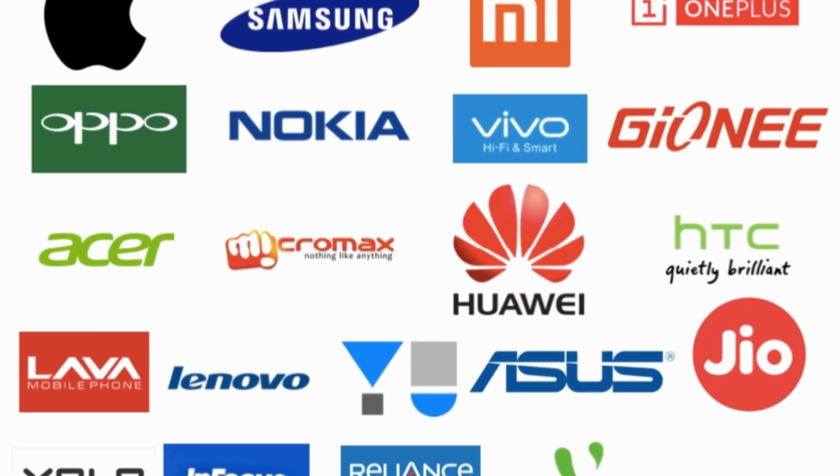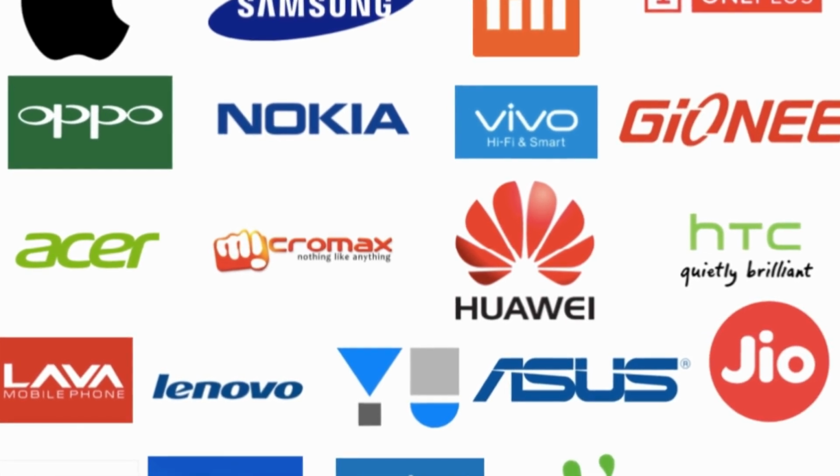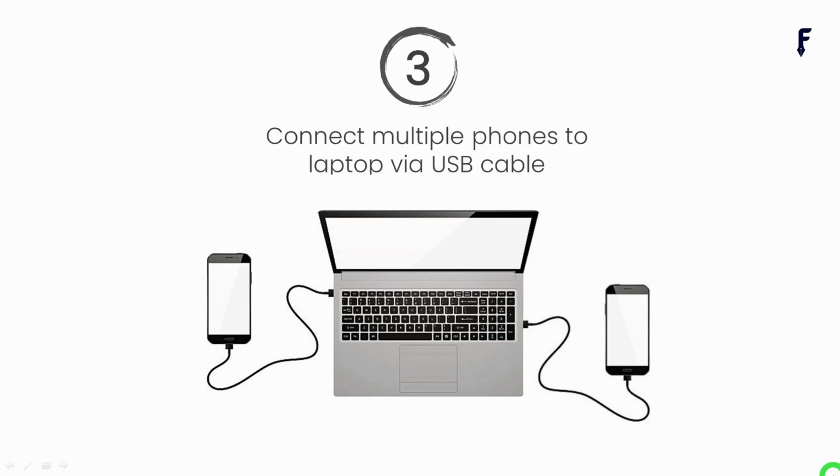Now the steps that I have explained on my phone might be different in your case based on the phone variant that you have. Make sure that you enable USB debugging on all the phones that you want to connect. Now it's step number 3, to connect your multiple phones to your laptop or PC.